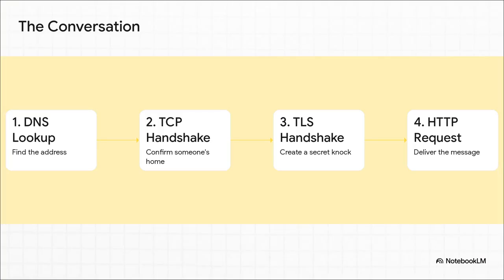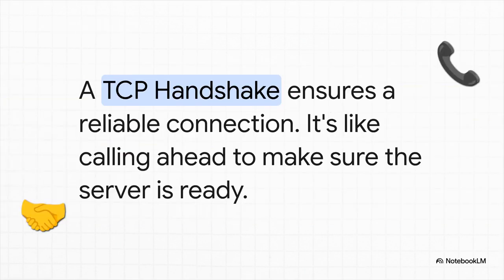We've already done step 1, the DNS lookup. Next, the two computers have to formally introduce themselves and agree to talk. Then they create a secure, private channel, and only then do they actually ask for the web page. Let's break down those handshakes. The next part is the TCP handshake. TCP stands for Transmission Control Protocol, and its entire job is to be reliable.